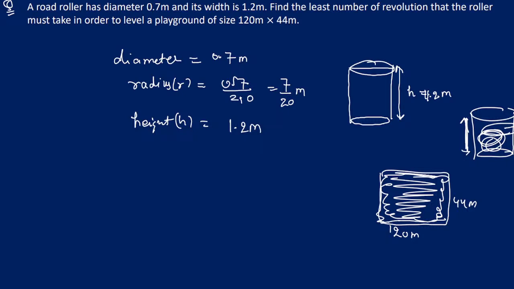Then the curved surface area of the roller is 2πRH. If it rotates one time, in one rotation the area covered by the road roller can be written as 2πRH. You can write here also, in a single rotation the road roller can cover the area equal to 2πRH.